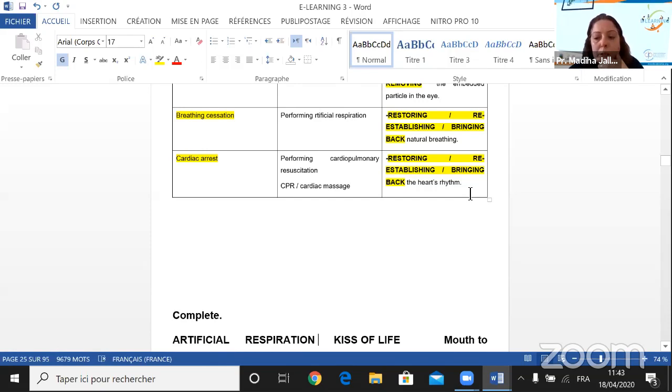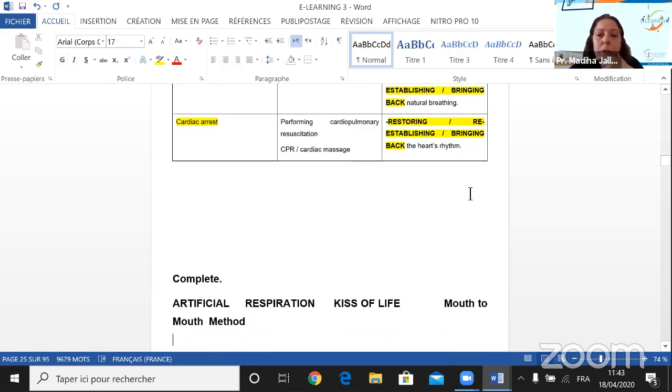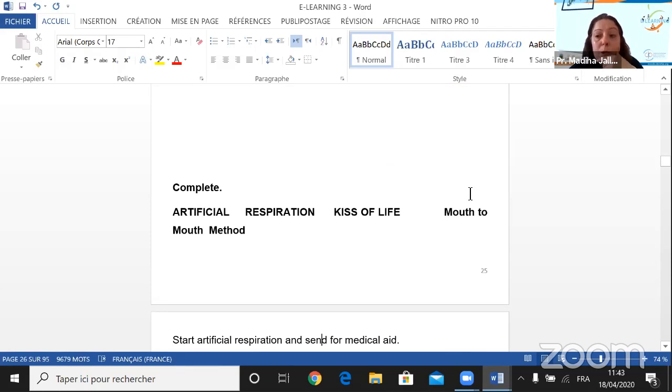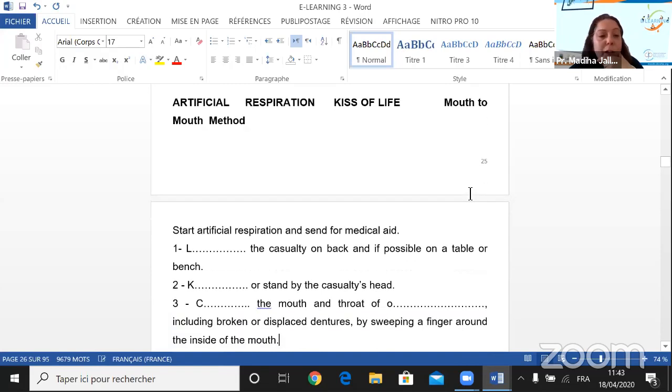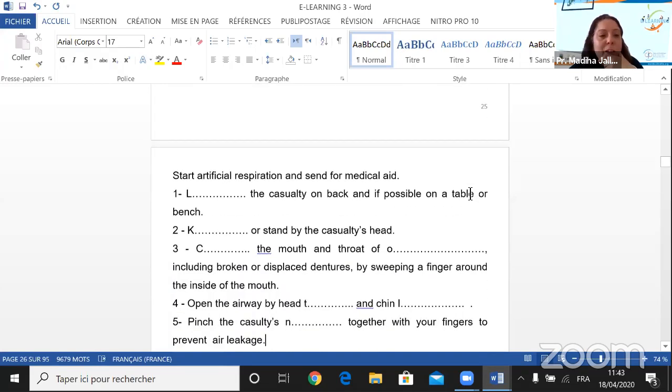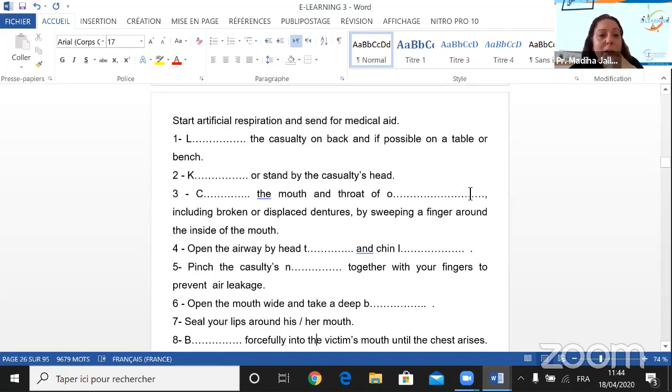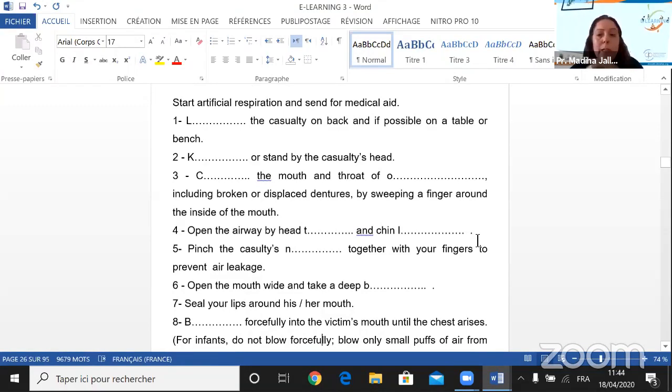Next exercise is about how to perform artificial respiration. I think, of course, you learned how to perform it, but now you learn how to perform it in English, without the practice, just the language. Here you have many steps, from 1 to 11. Let's fill in the blanks, starting with the first letter. It says start artificial respiration and send for medical aid. First step is L, the casualty on back. Casualty is the victim. L, the casualty on back, if possible, on a table or bench.